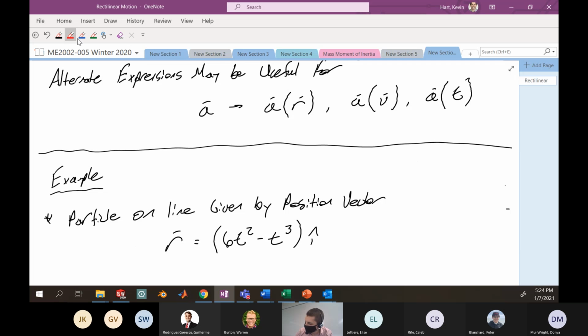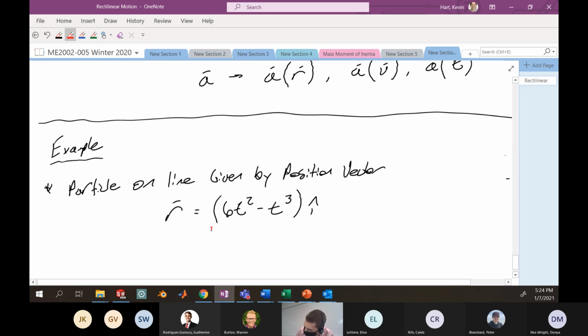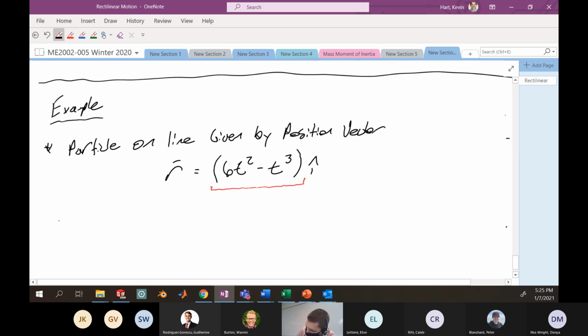So this tells me more or less where my particle is located at any particular point in time. At time t equals 0, my position is located at 0. After 1 second, it's 6 minus 1, so it's at location 5, and so on and so forth. As time elapses, this thing is going to move along the number line. And I'm interested in looking at the velocity and acceleration of this particular guy on this number line.